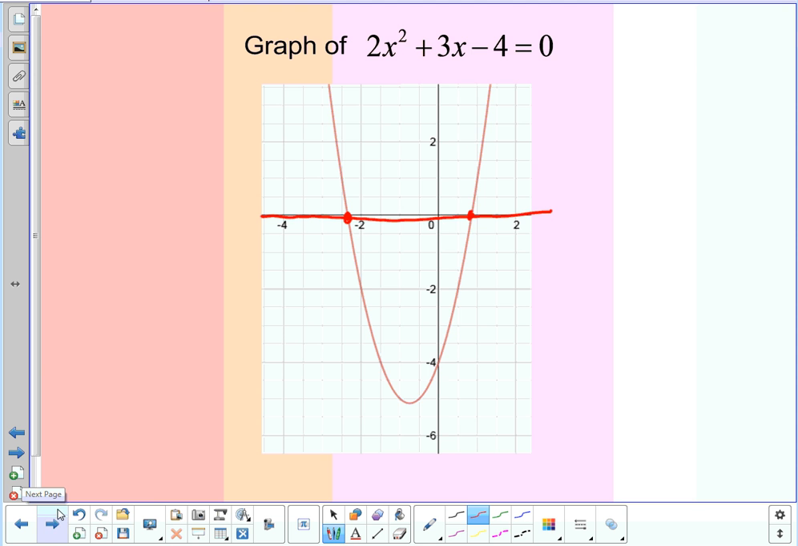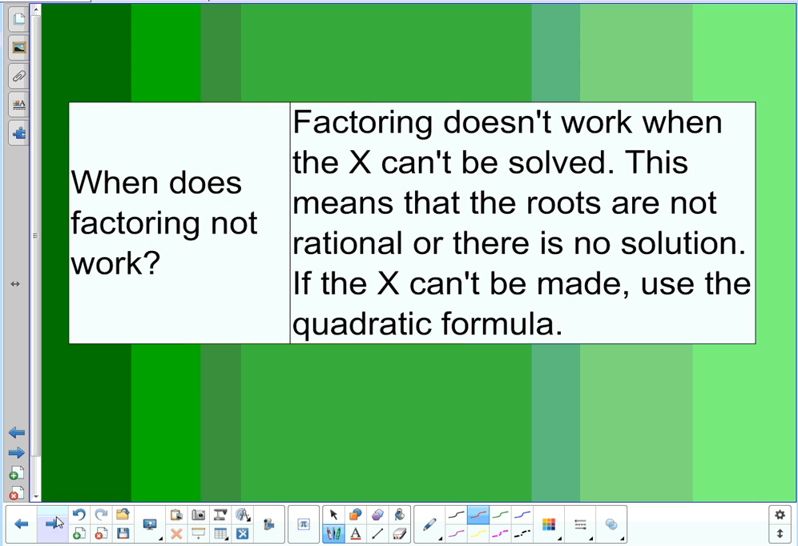Okay, so let's talk about why we wouldn't use factoring, and we kind of already mentioned it: factoring doesn't work when the x can't be solved. This means that there are no roots that are rational, or that there is no solution. So those are the two options. Your roots are either not rational or there's no solution.